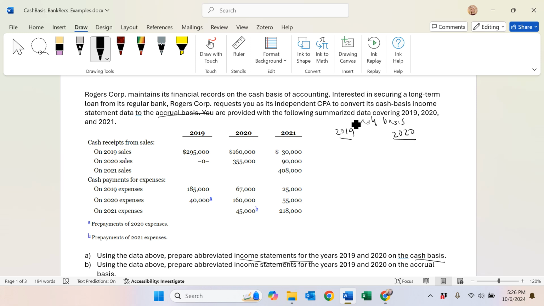Okay, so for 2019, we have cash receipts shown the year that it relates to across here, and then the period of time in which the cash was actually received or spent going down vertically. All right, so on the cash basis, all we care about is when we got the cash. So we're just looking at 2019. Cash-based revenue was $295,000. Cash-based expenses, regardless of when they relate to, are 185 plus 40, 225. And cash-based income of $70,000.